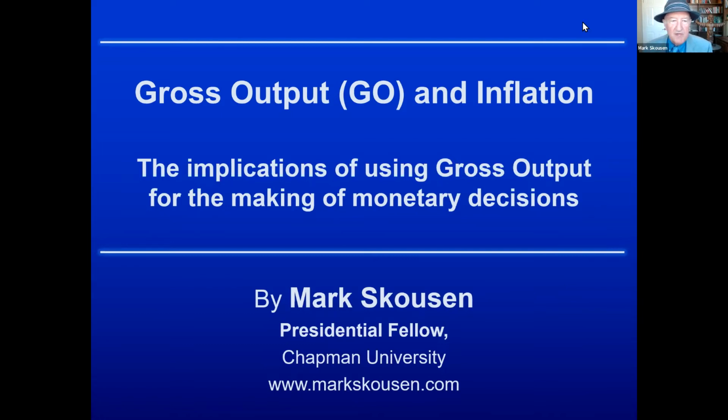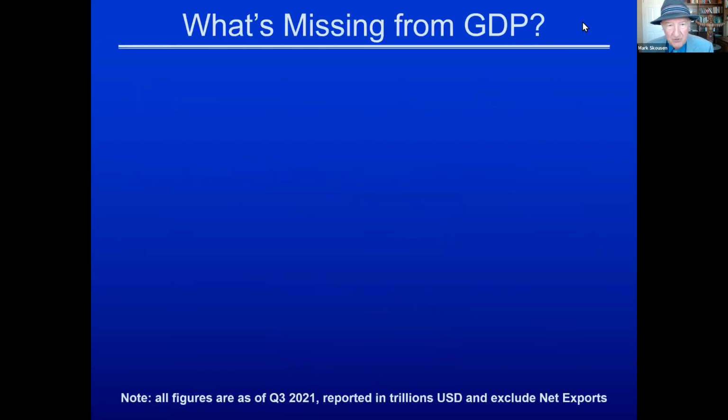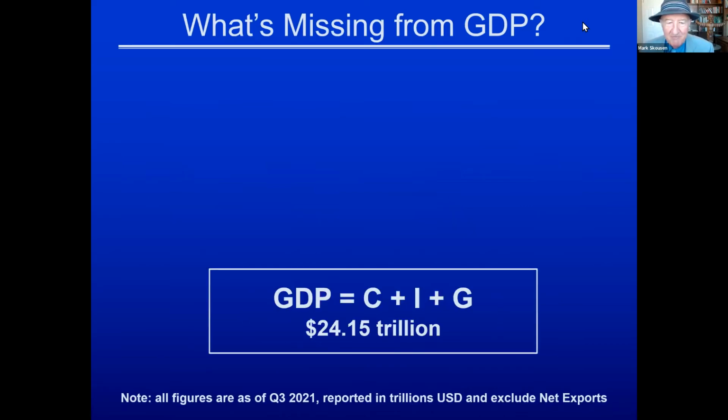To understand what gross output is, let's start with our first slide. This is a picture of what's missing from GDP. Of course, there are a lot of things missing from GDP, but we'll just use the normal equation. GDP is C plus I plus G. We're ignoring net exports at this point. In the US, it was $24.15 trillion. Is this the entire economy? The fact is that it is not.